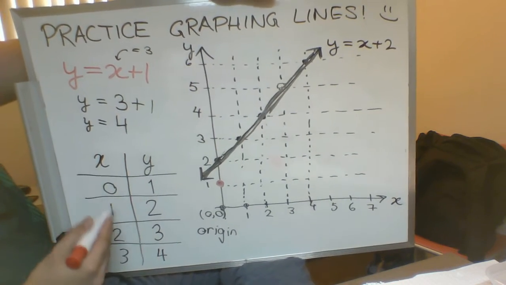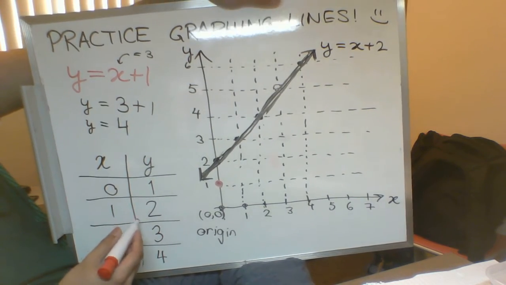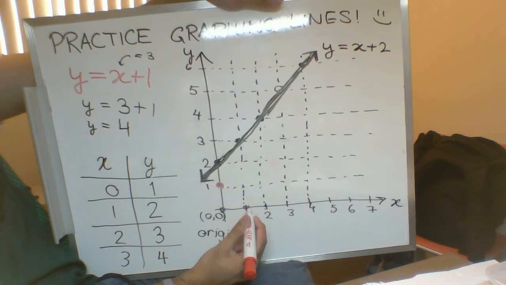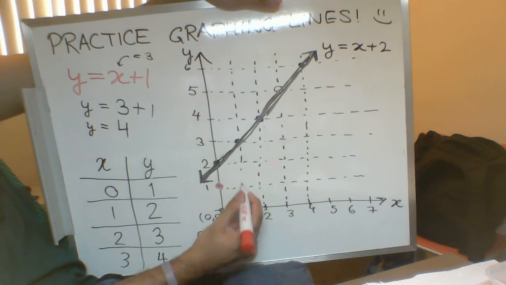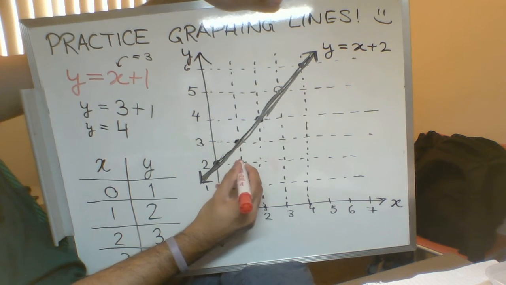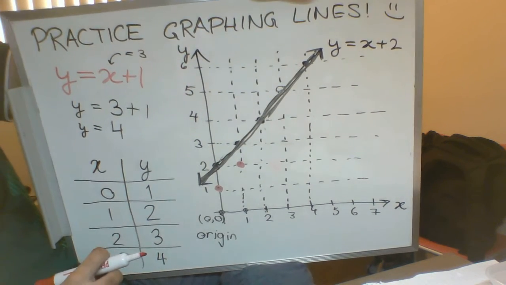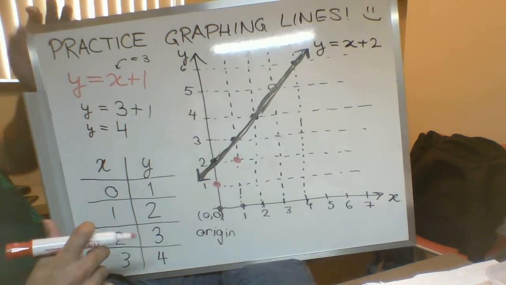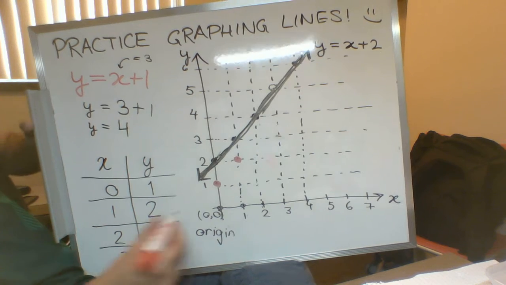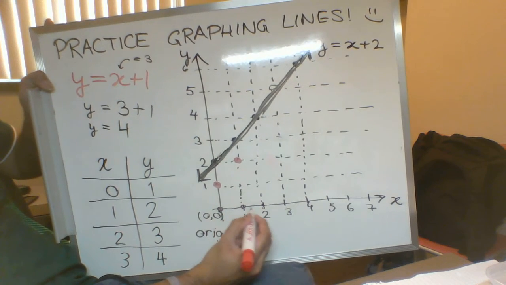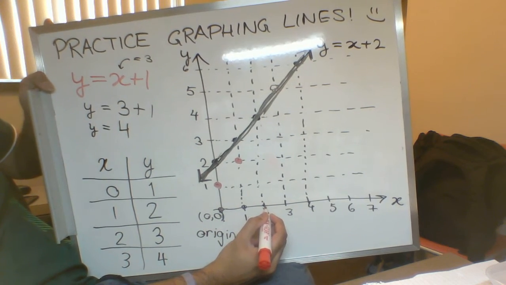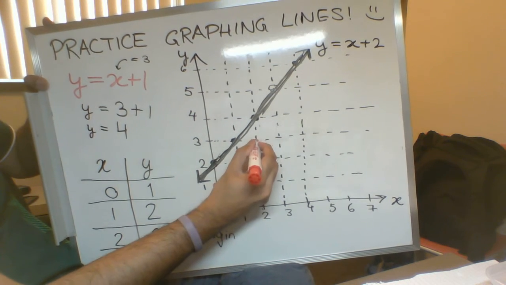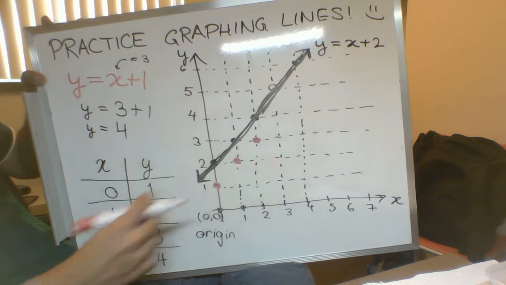Our second point, when x is equal to 1, y is equal to 2. So x is equal to 1 means we move 1 unit to the right, and y is equal to 2 means we move 2 units up. So we put a dot right there. So we've got a second dot. Excellent. When x is equal to 2, we start here, we go over 1, 2, and then we get a y value of 3. So we go up 3, 1, 2, 3, and plot it right there.